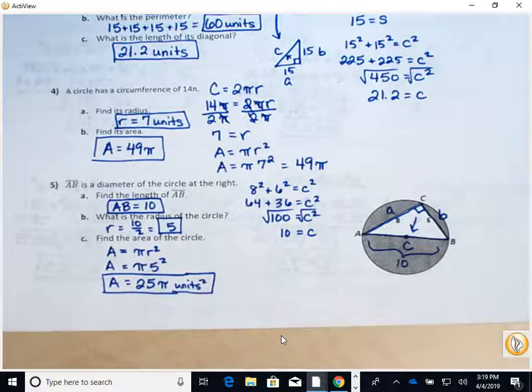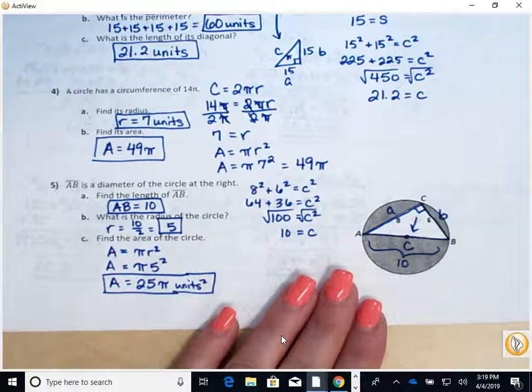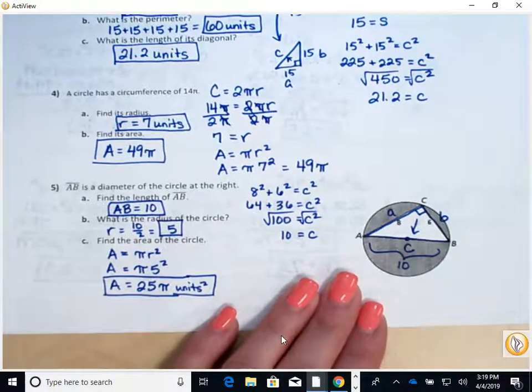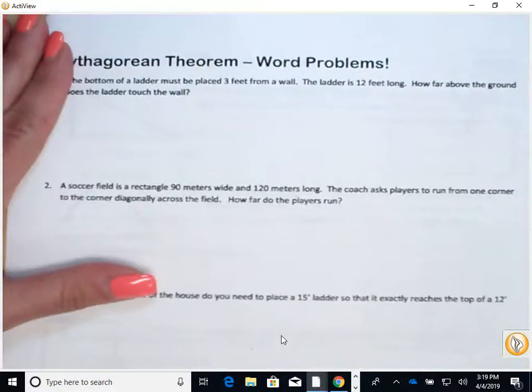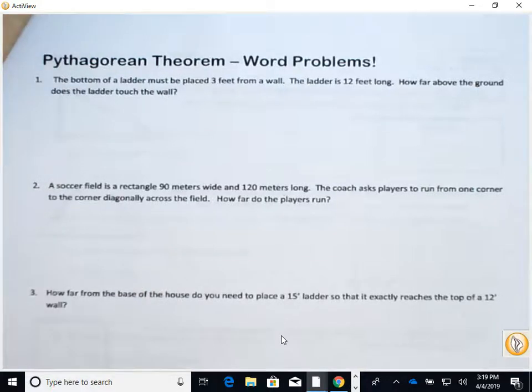Alright, again, if I go too fast, pause, rewind, do what you got to do to get all these notes and all this practice. But now we're moving on to word problems. So that means you're going to end up drawing your own diagrams to go with these. So number 1 says, the bottom of a ladder must be placed 3 feet from the wall. The ladder is 12 feet long. How far above the ground does the ladder touch the wall?